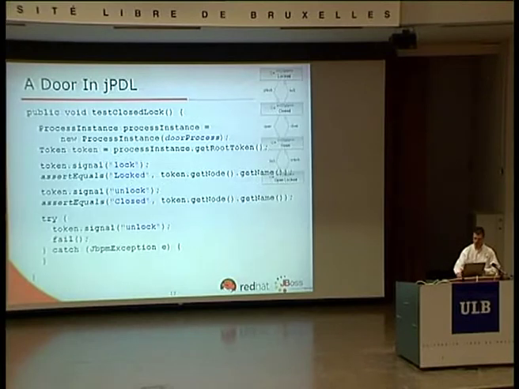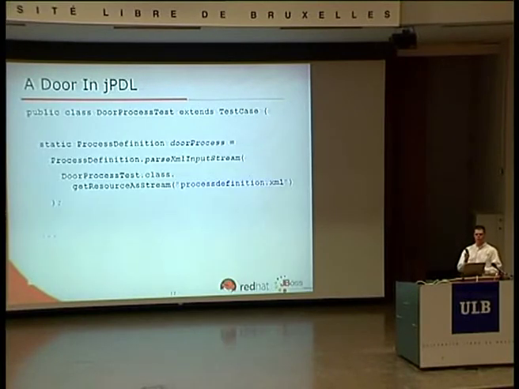So first, you see a static member field, which is the process definition. This corresponds to the process that we just saw, the XML and diagram image. So you see one member variable there. There's one for all of the tests in that test suite. The XML file that you saw describing the process was in the file processDefinition.xml. So we load it as a resource, and we parse it, and we get a process definition object.